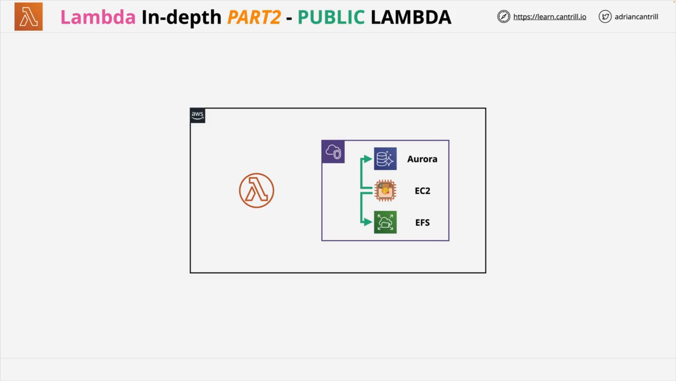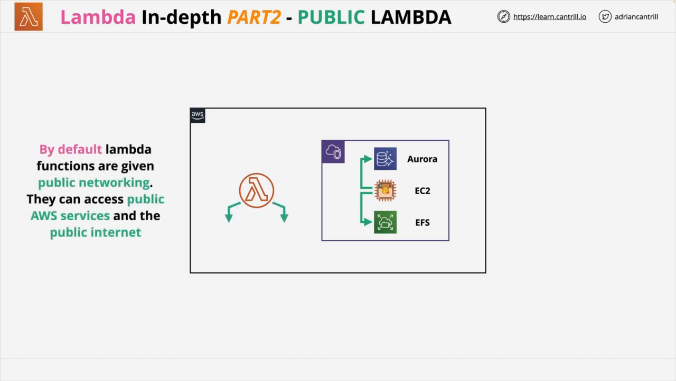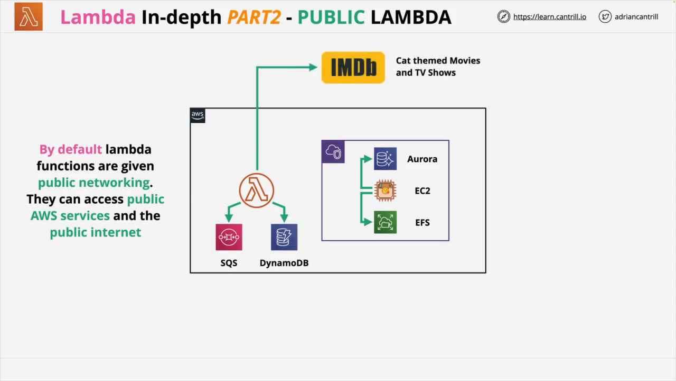So Lambda, using this configuration, can access public space AWS services such as SQS and DynamoDB, or internet-based services such as IMDb if the Lambda function wanted to fetch the latest details of cat-themed movies and TV shows. So Lambda running by default using public networking means that it has network connectivity to public space AWS services and the public internet. It can connect to both of those from a networking perspective, and as long as it has the required methods of authentication and authorization, then it can access all of those services.